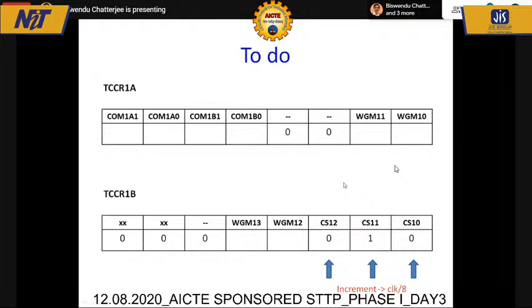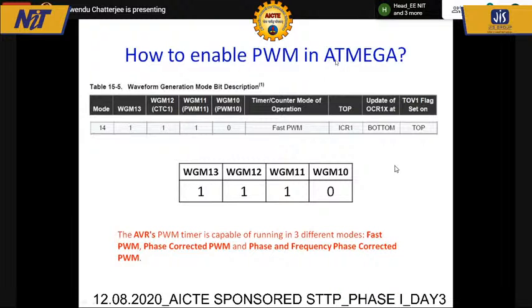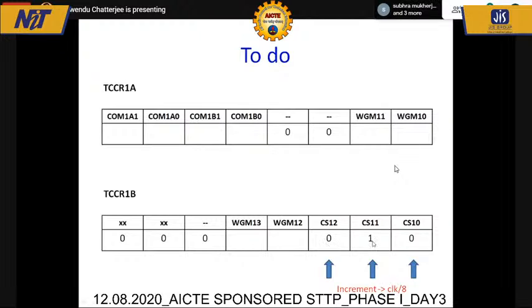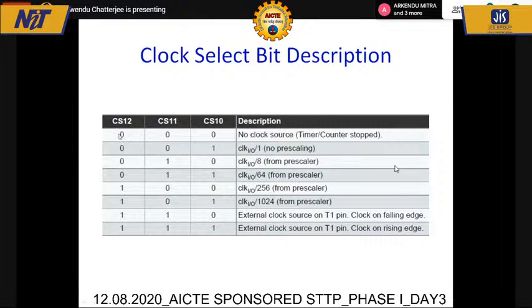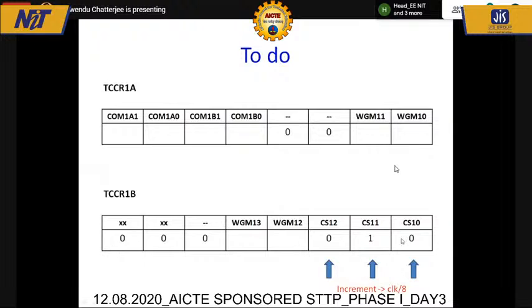Next part, how to enable PWM in the Atmega. I tell you, if you put any value other than 0, Timer 1 will immediately start operation. You see, by default it was 000 and the timer was stopped. As soon as you put it to 010, the timer starts its operation.